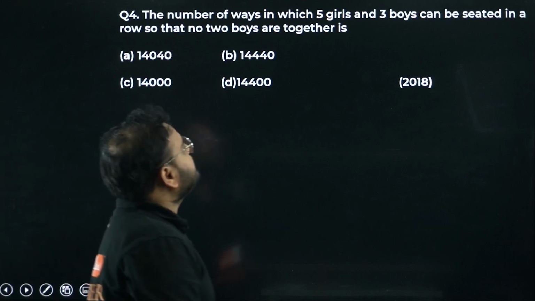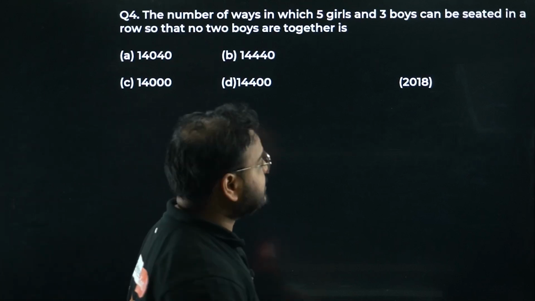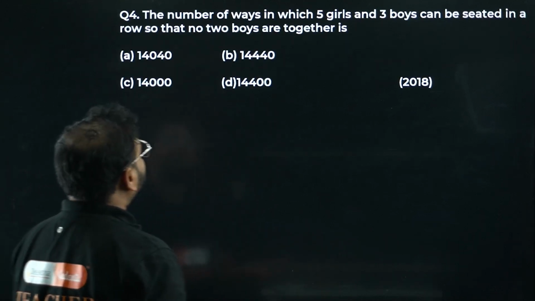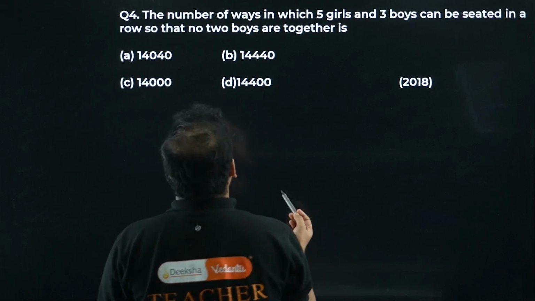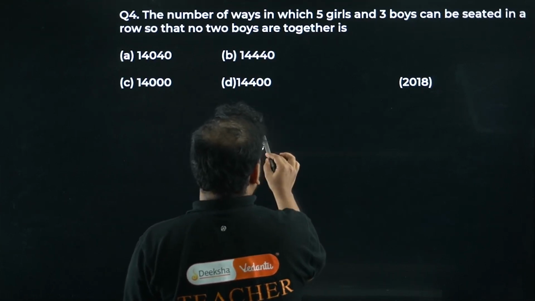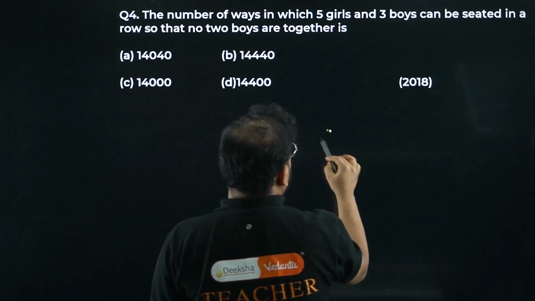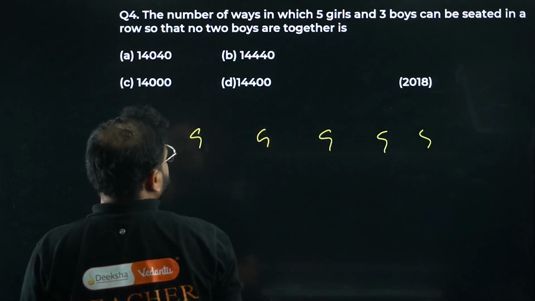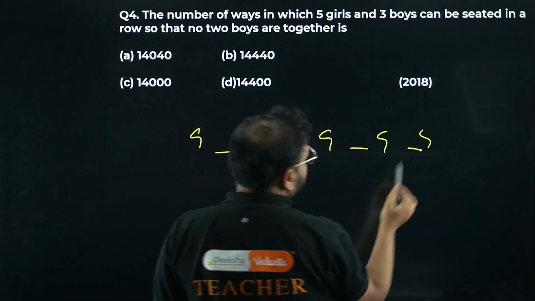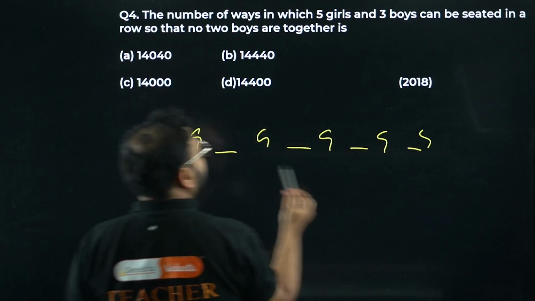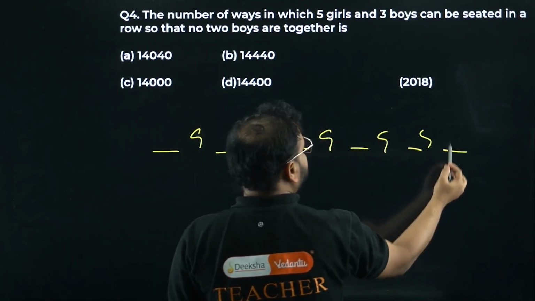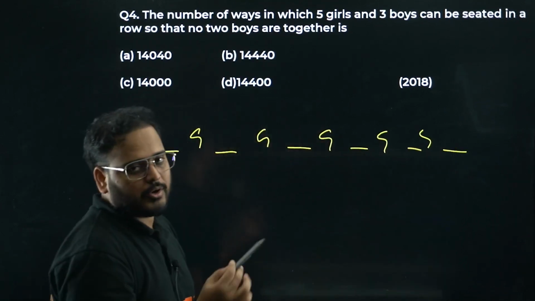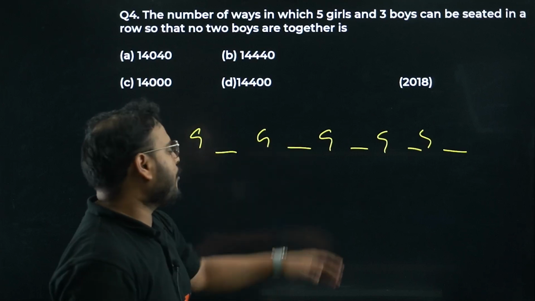The number of ways in which 5 girls and 3 boys can be seated in a row so that no 2 boys are seated together. We have to write girl, girl, girl, girl, girl, total 5. Spaces 1, 2, 3, 4 in between them, and the extremes also, 1 here, 1 here. Even if a boy is sitting over here, he will be sitting not together, right? So I have a total of 6 spaces for boys.